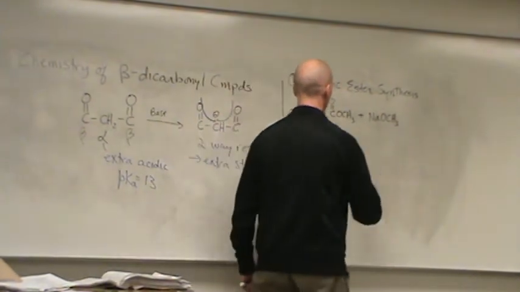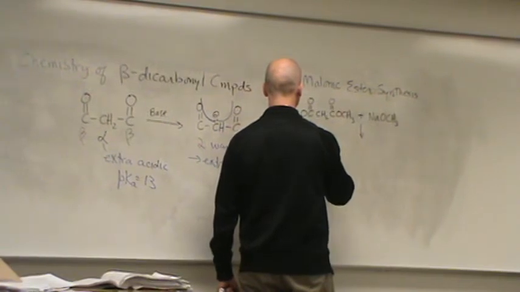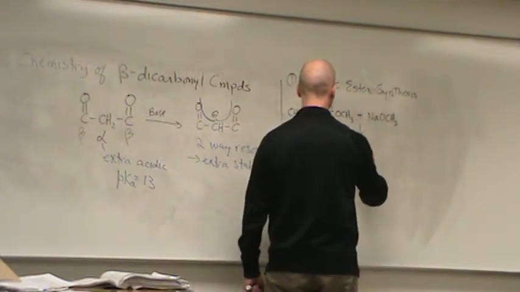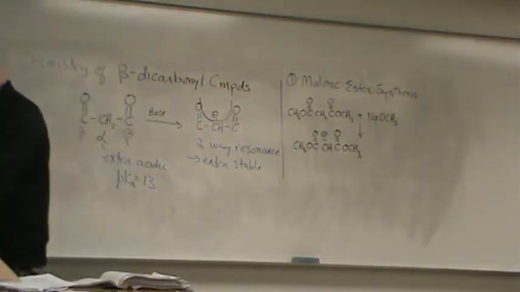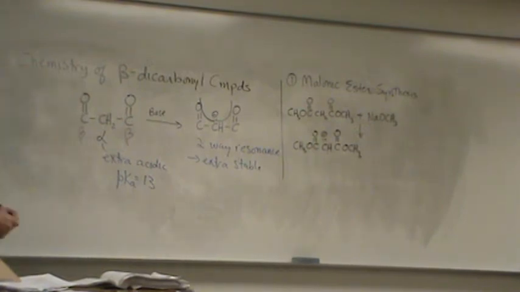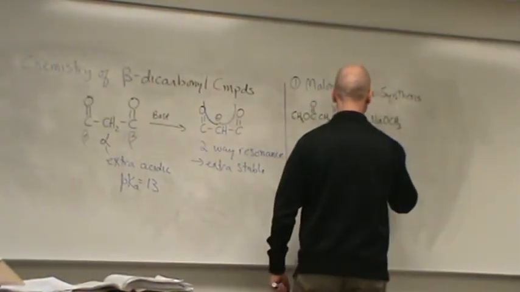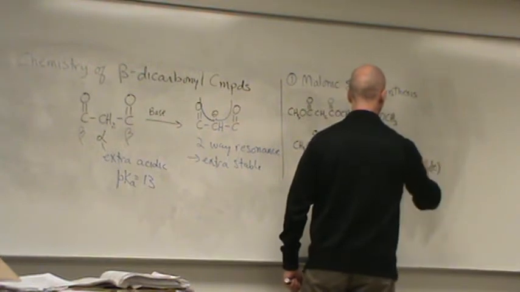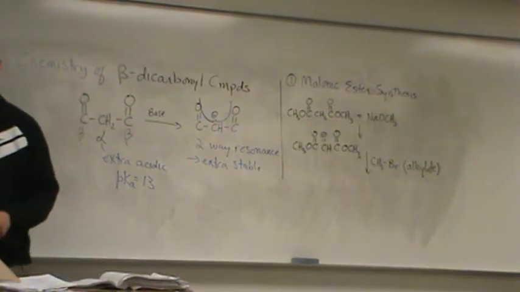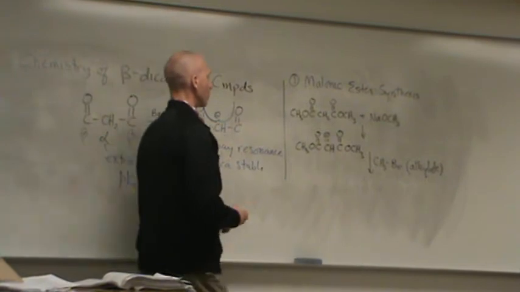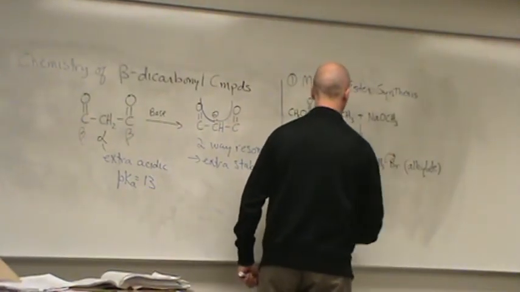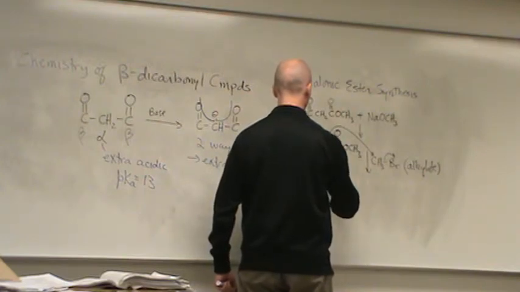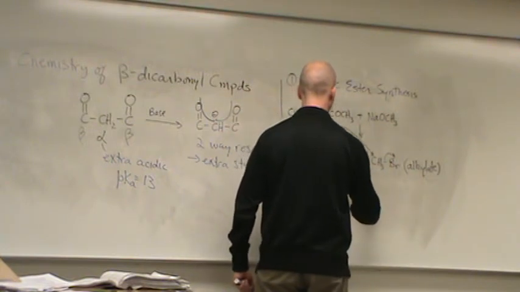Okay. So if we react with base, we get our enolate ion. And then what we're going to do with this is we're going to alkylate the enolate ion. Okay. So this will attack the CH3, kick off the bromine, to give us that.